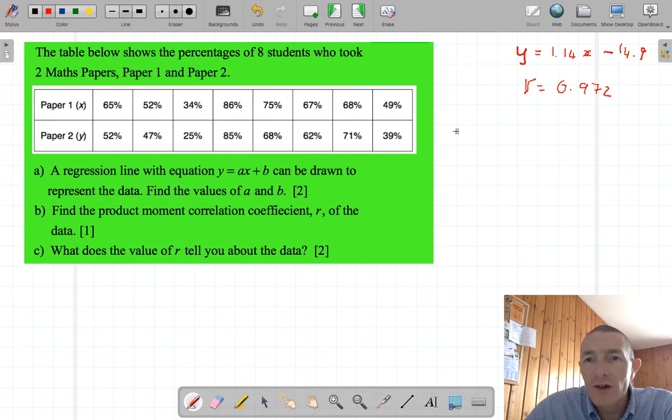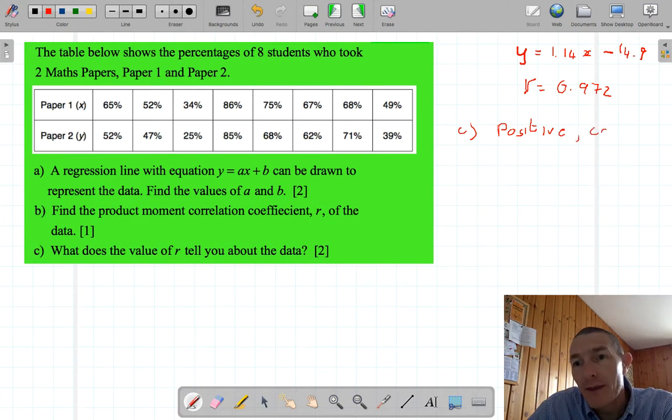And finally, what does R tell you? Well, what R tells me is that they are positive, strong correlation. Now, I'll just take a minute to explain that. R is always going to be a value between -1 and 1. The closer it is to 1, the more correlated it is, and the positivity. If it's close to -1, it has negative correlation.